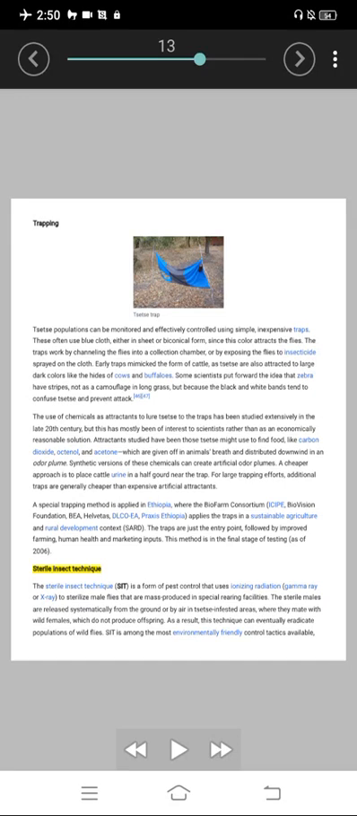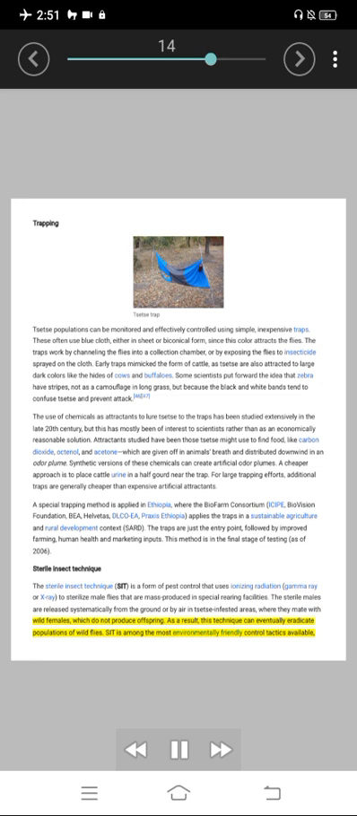Sterile insect technique. The sterile insect technique, SIT, is a form of pest control that uses ionizing radiation, gamma ray or X-ray, to sterilize male flies that are mass-produced in special rearing facilities. The sterile males are released systematically from the ground or by air in infested areas, where they mate with wild females, which do not produce offspring. As a result, this technique can eventually eradicate populations of wild flies.